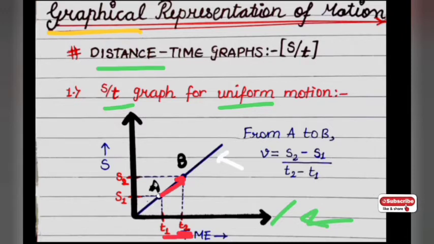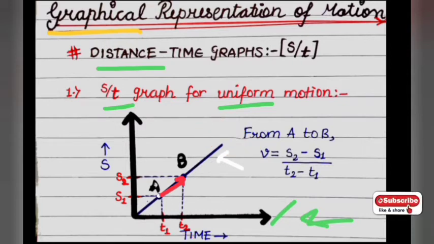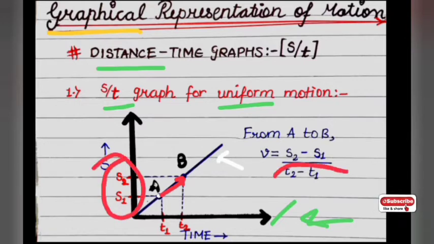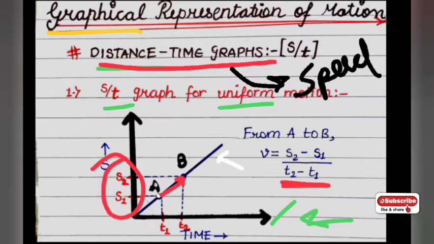That means if we want to find the velocity, we know the formula is speed equals distance upon time. So V is equal to S2 minus S1, which is the displacement taking place, divided by the time interval, T2 minus T1. And hence the most important thing to remember is that from the distance-time graphs we can find out the speed, or you can say the velocity.